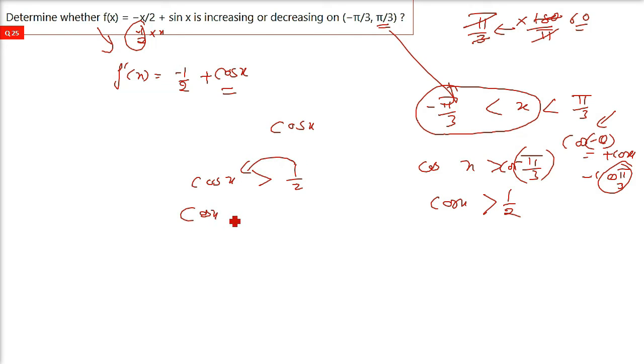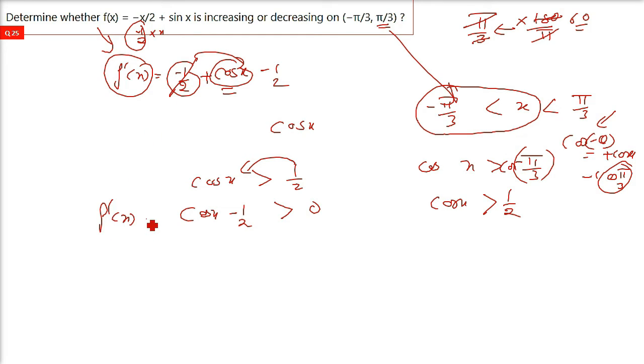Because if it is greater than half, there has to be a certain thing. So cos half I am taking on the left hand side. It is cos x minus 1 by 2. I have told you already, f dash x is simply cos x minus 1 by 2. Now it is clear. If the expression of f dash x is greater than 0, then we say that this is an increasing function.